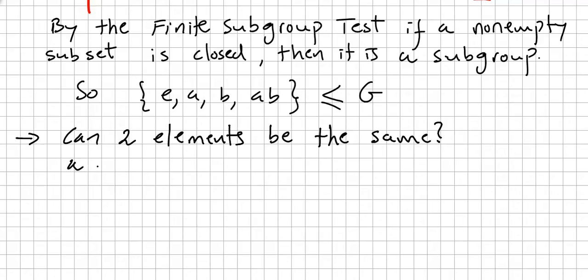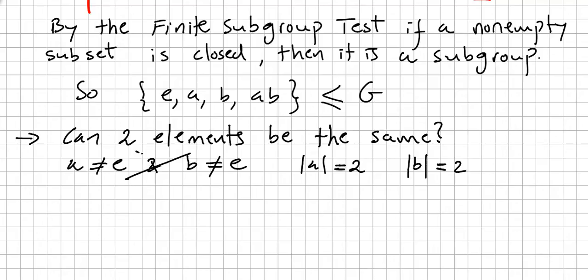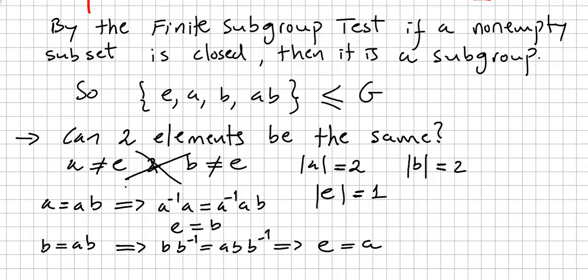We know that A is not the identity, and B is not the identity. Why? Because A has order 2 by hypothesis, that's in the question, and B has order 2. So this cannot happen. Neither A nor B will be the identity. Okay, so far so good, because the identity has always order 1, that's obvious. Now that we know that A cannot be the identity and B cannot be the identity, this one no problem, this one no problem. What about AB? What if AB is the identity? Or, the better question is, AB cannot be the identity, but what if AB equals A or AB equals B?